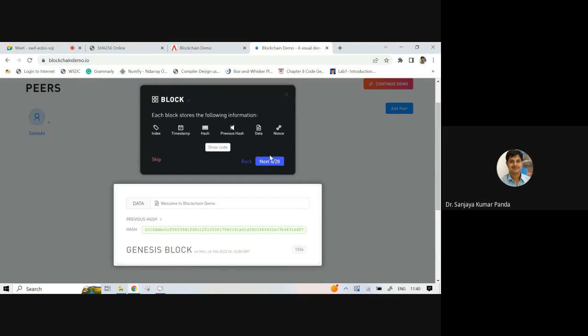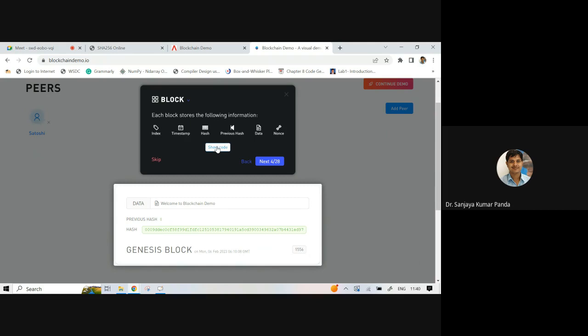Now coming to the fourth one, each block stores the following information. We have already seen it contains the index and the timestamp. This is your timestamp, right? You can see it is written Monday, 6th February 2023, and the time is 6:10:08 as per GMT, Greenwich Mean Time, not as per Indian Standard Time. It contains the hash, the previous hash value, the data, and the nonce.